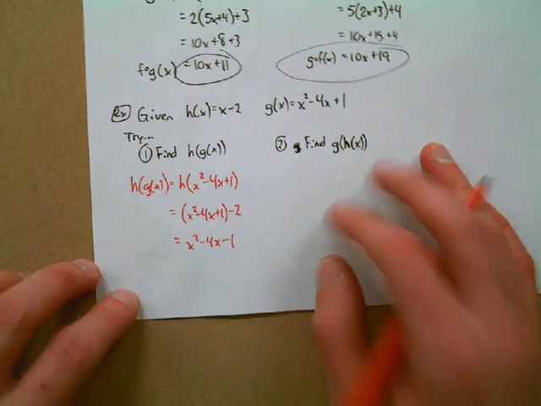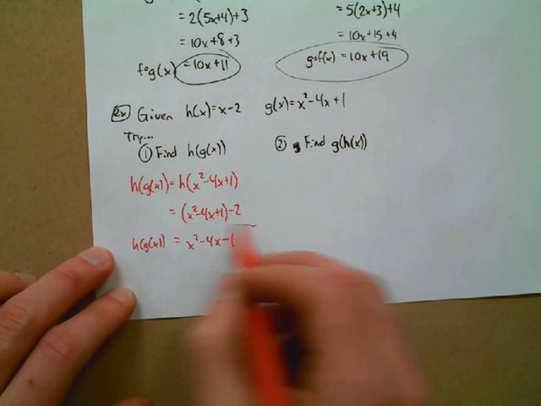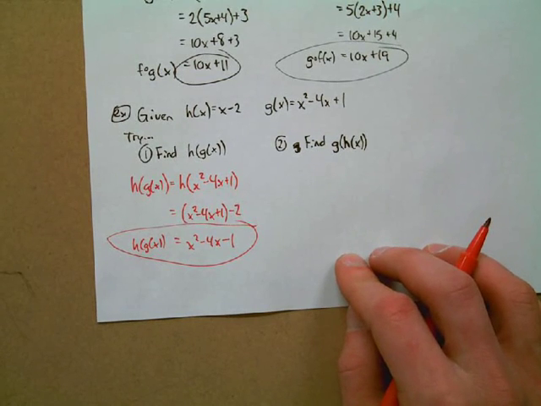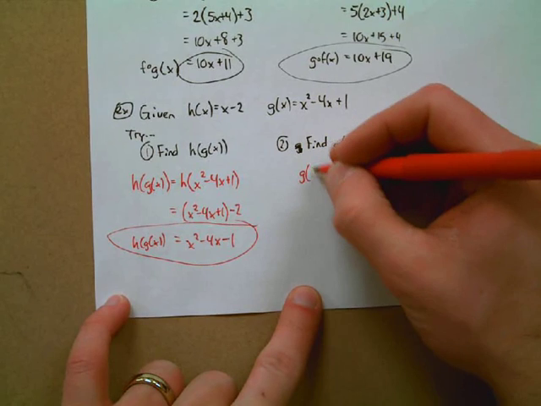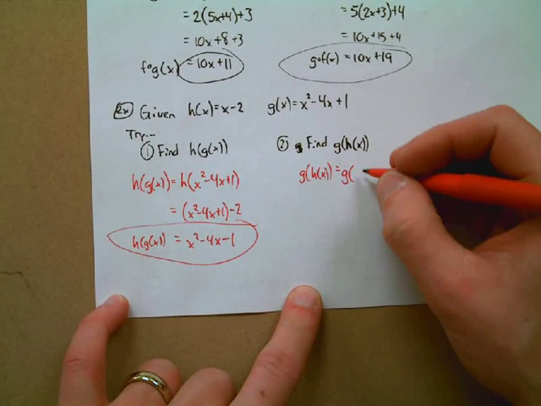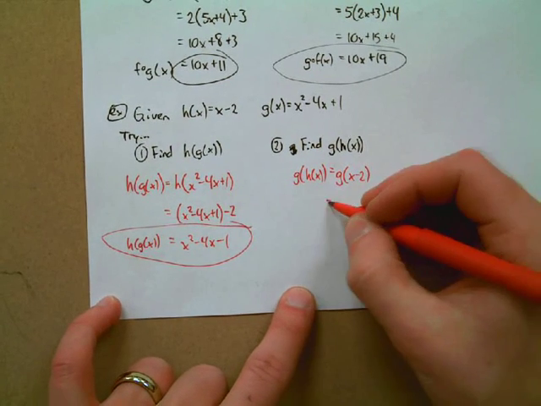Okay. Number 2, g of h of x. Again, h of x is x minus 2, so replace that and we'll plug those in. Now again, that goes in for every x value, right? So it'll be x minus 2 quantity squared minus 4 times x minus 2 plus 1.